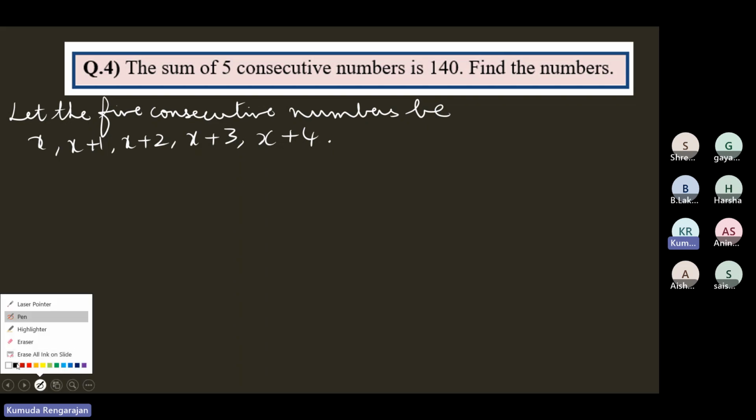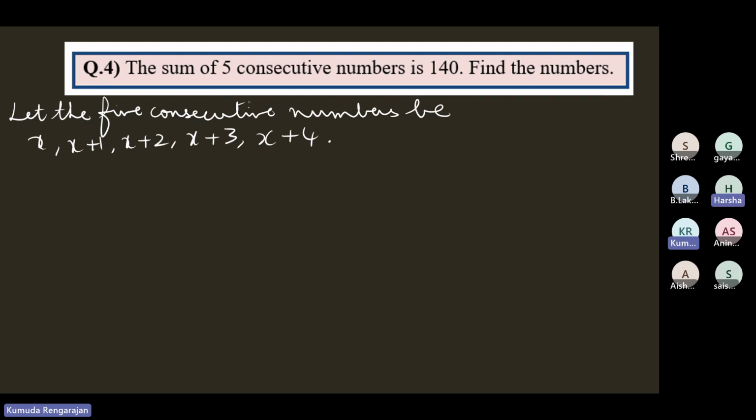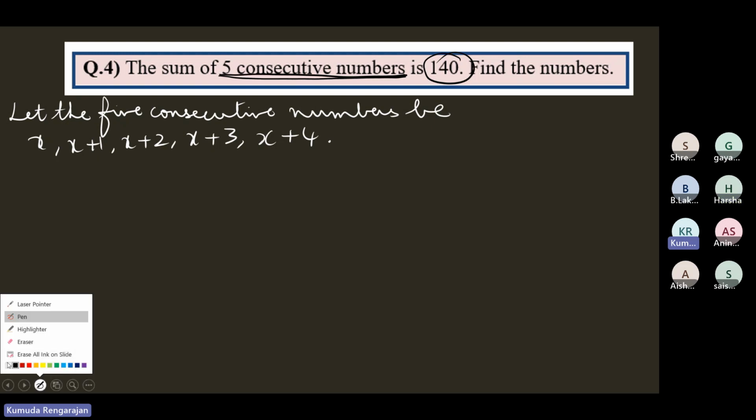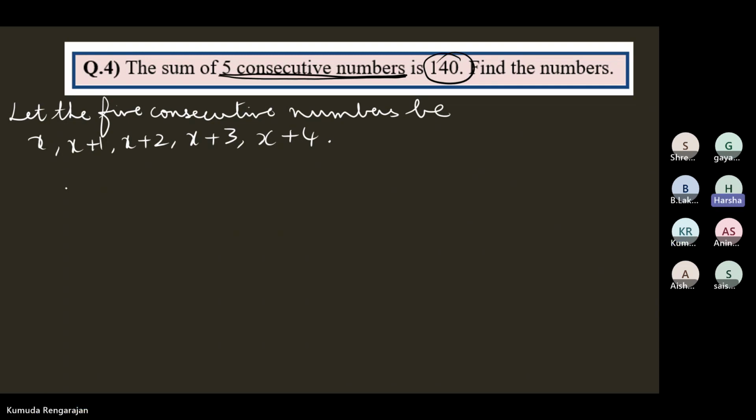Harsha, now tell me what in the question made you assume the numbers like this? Pick the word or the words in the question that made you assume this. Yes, 5 consecutive numbers. That's all. We did not look at this 140. Simply these words, 5 consecutive numbers, made you assume this. Let the 5 consecutive numbers be. Okay, very good. Now the equation. Tell me. x plus 1 plus x plus 2 plus x plus 3 plus x plus 4 is equal to 140. Correct. Okay. Next.